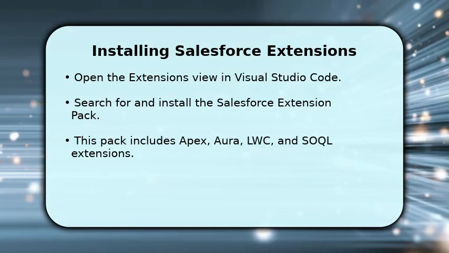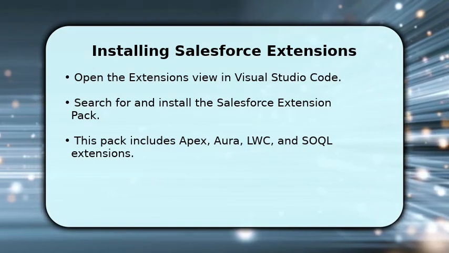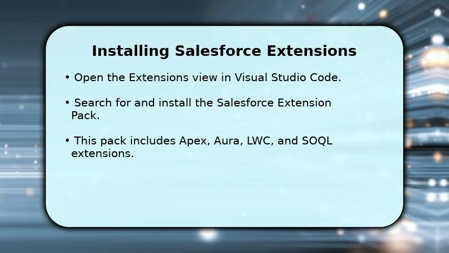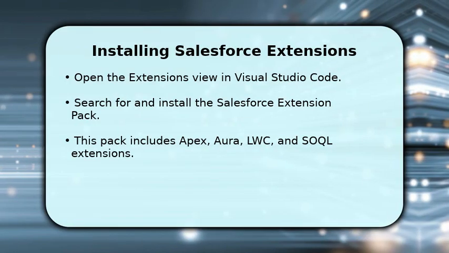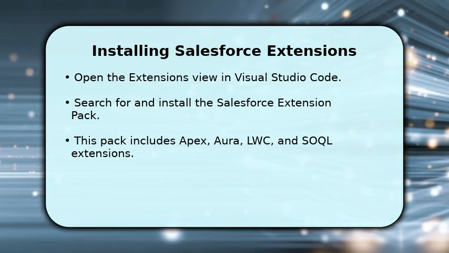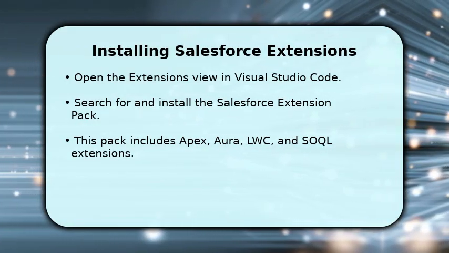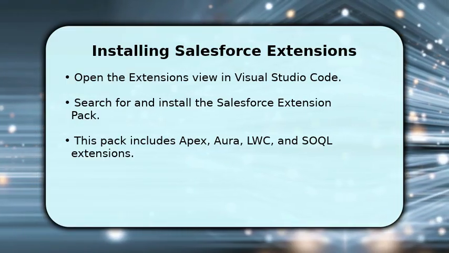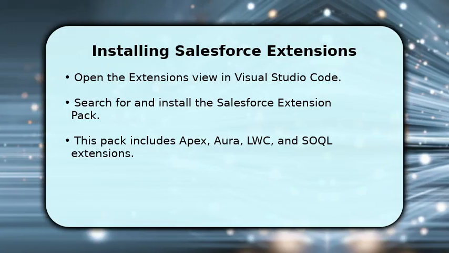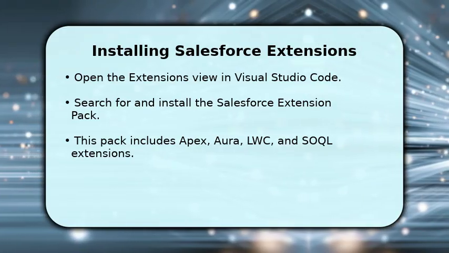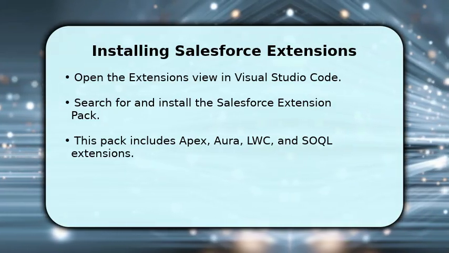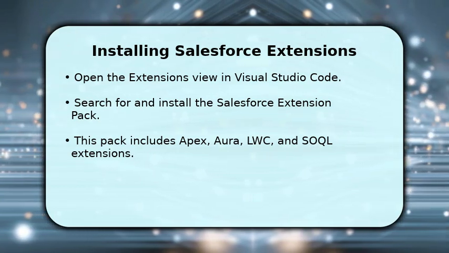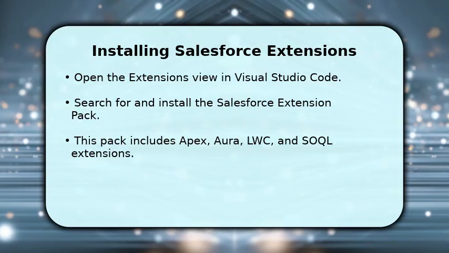Once Visual Studio Code is installed, the next crucial step is to add the Salesforce extensions. Navigate to the Extensions view, typically found on the left sidebar. Search for Salesforce Extension Pack and install it. This single pack provides a comprehensive suite of tools, including support for Apex, Aura components, Lightning Web Components, and SOQL queries, making your development experience much smoother. It's a one-click installation that unlocks powerful Salesforce-specific features.